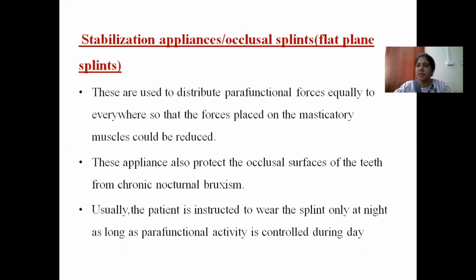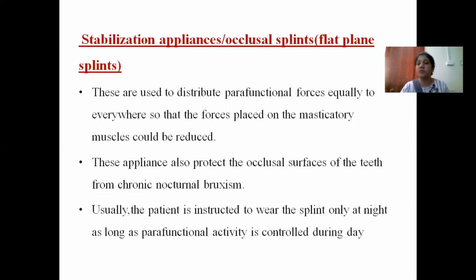Now, whenever you are seeing that there is dental malocclusion, or dental discrepancies, you are going to give these particular appliances. Bruxism is one of the most common etiologic factors. Now, what will the stabilization appliances do? They will distribute the parafunctional forces equally everywhere, so that forces placed on the masticatory muscle will be reduced. These appliances protect the occlusal surface of teeth from chronic nocturnal bruxism.